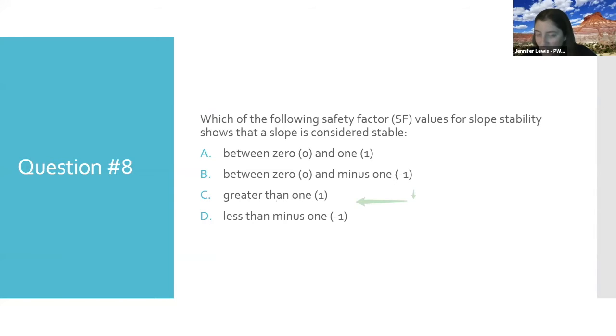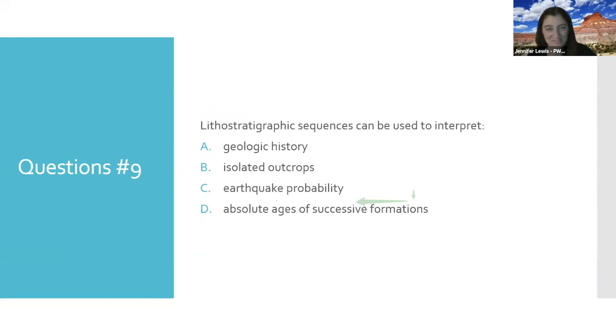The answer to that one is C, greater than 1. Question number 9. Lithostratigraphic sequences can be used to interpret A, geologic history, B, isolated outcrops, C, earthquake probability, or D, absolute ages of successive formations.